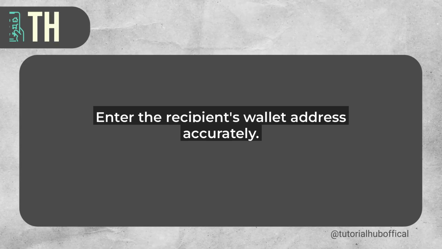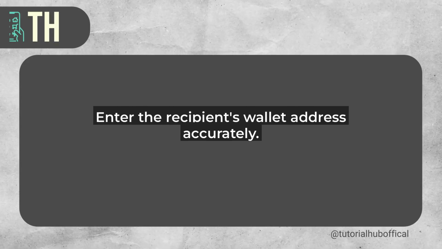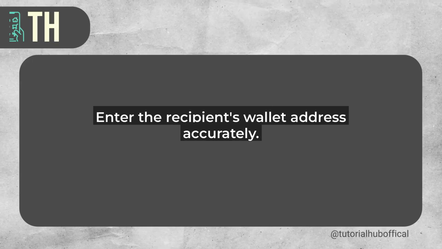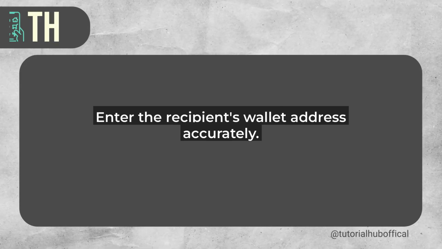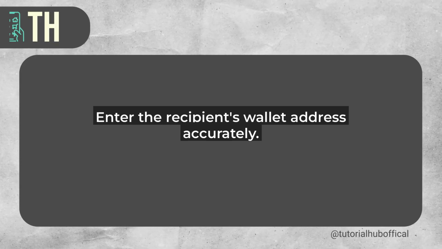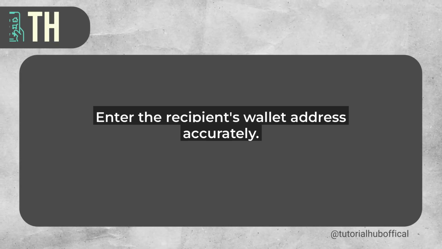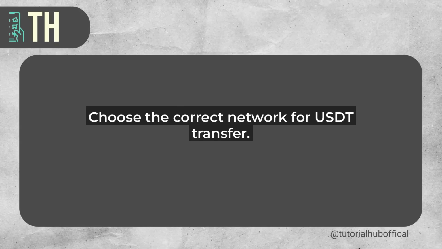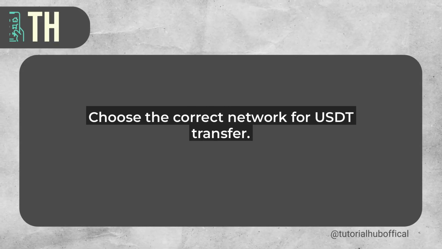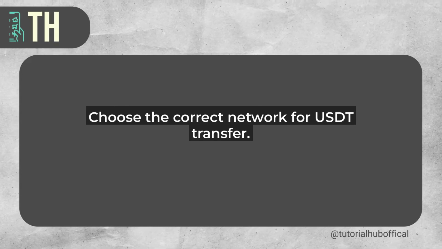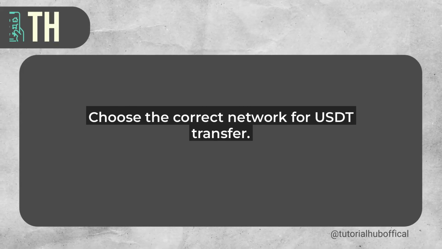Next, click on the Send or Withdraw button. It's usually straightforward. Now, you'll need the recipient's wallet address. This is crucial, so paste it carefully. Don't forget to double-check the network. USDT on Luno is typically on the Ethereum or Tron network, so match that with the recipient's setup to avoid failed transactions. Enter the amount you want to send, and keep an eye on the fees.